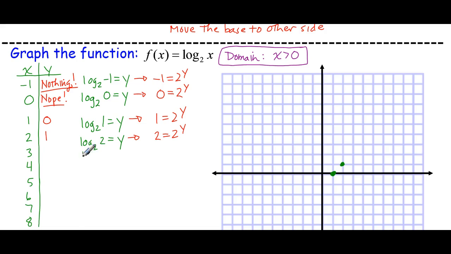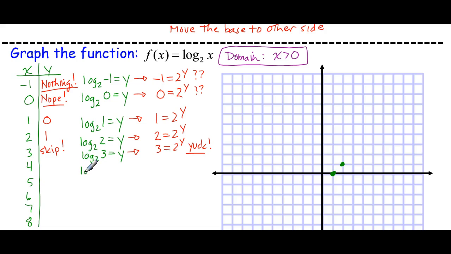Next one. Plug in 3. Log base 2 of 3 equals y. Move the base to the other side. And that's a pretty tough one. Now, it's not tough the way these ones were tough. These ones up here were just plain impossible. There is some number that will produce an answer of 3 here. It's going to be some messy decimal. But it's so messy that I'm just going to skip it. I want nice numbers that are easy to plot, so if I come up with something like that that's a headache, I'll just skip it.